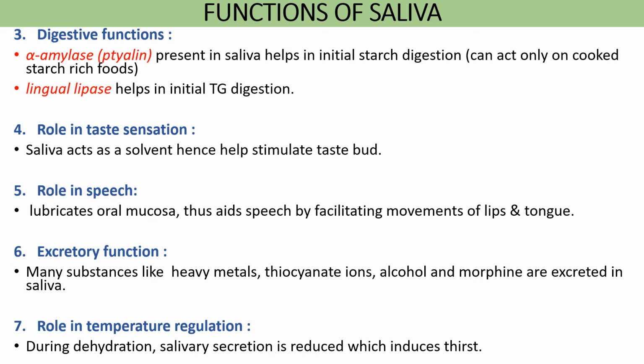Now, the sixth function is excretory function. Many substances like heavy metals, certain thiocyanate ions and certain drugs like morphine and alcohol are excreted into the saliva. Now, the last function of saliva, but not the least, is its role in temperature regulation. During dehydration, the salivary secretion is reduced, which induces thirst. So, it helps in maintaining or regulating the temperature of the human body.